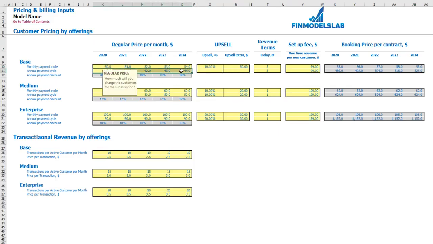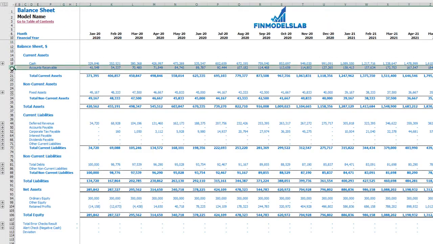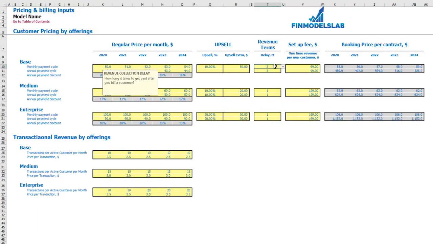For the annual payment cycle, your booking is multiplied by 12. So 40 multiplied by 12 is 480. Additionally, you are able to input the revenue terms, which is revenue payment delay, which will drive the account receivable part in your balance sheet here. So you have here the drop down, starting from 0 to 12 months of revenue delay. If you don't need any revenue delay, just input 0.